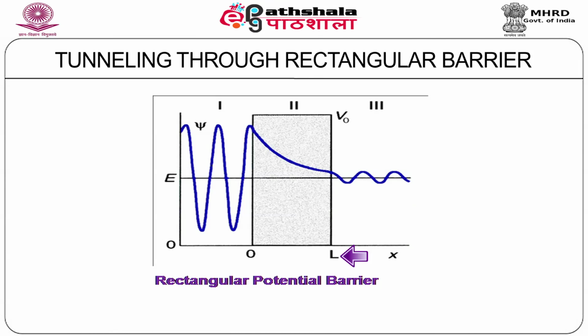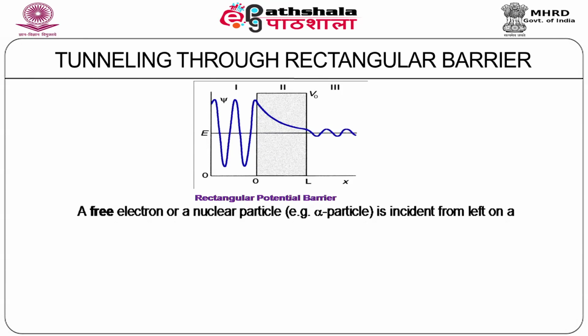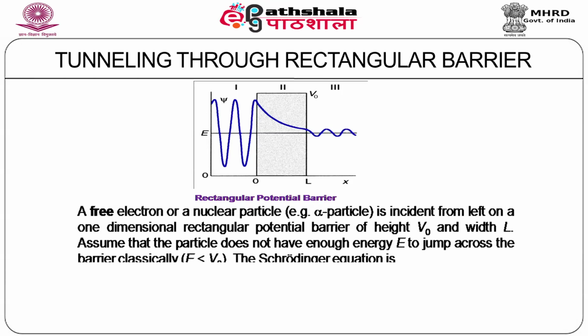The length or width of the barrier is L, and the height of the barrier is V0. Now a particle is incident from the left on the barrier, and finally it passes through the barrier and comes out of it. So you can see the waves in all the three regions, 1, 2, and 3. Now a free electron or a nuclear particle, for example, an alpha particle, is incident from the left on a one-dimensional rectangular barrier of height V0 and width L.